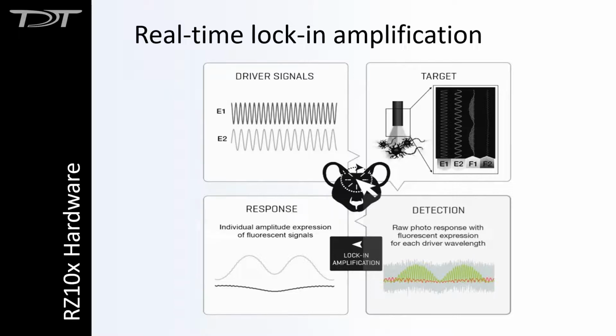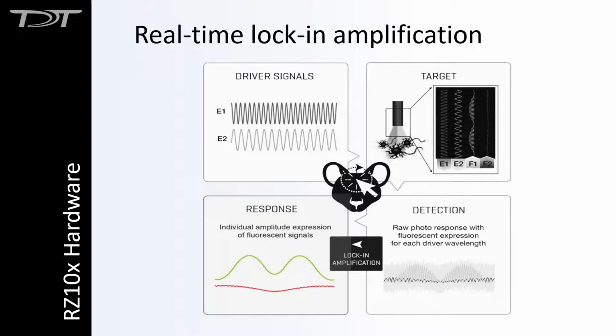But using lock-in amplification, which is already coded into the RZ10X, we are able to take that frequency information that we specified in the very beginning and cleanly pull out our signals of interest. And so the big takeaway here is this is something that we've already coded into the signal processor. It's on the back end. You do not have to touch any of it.